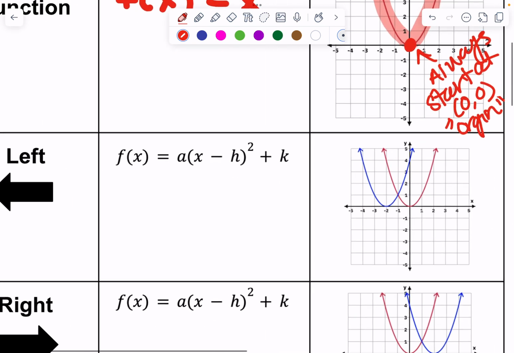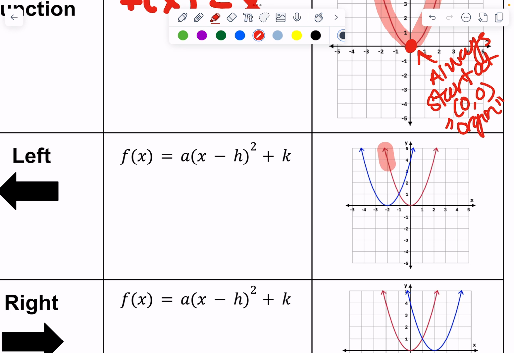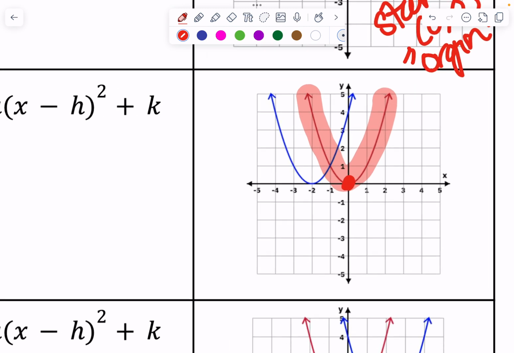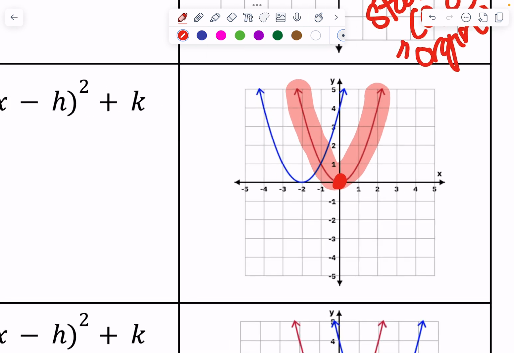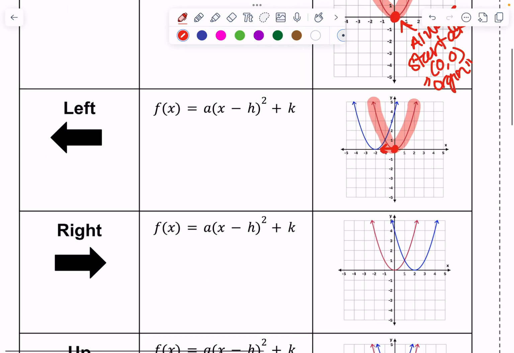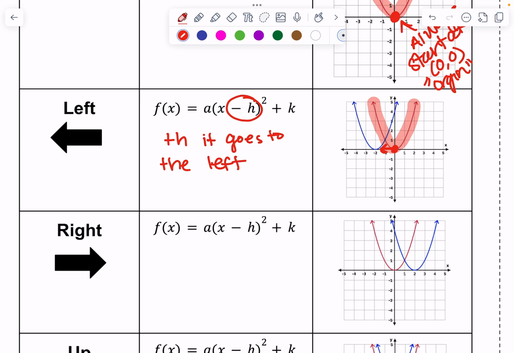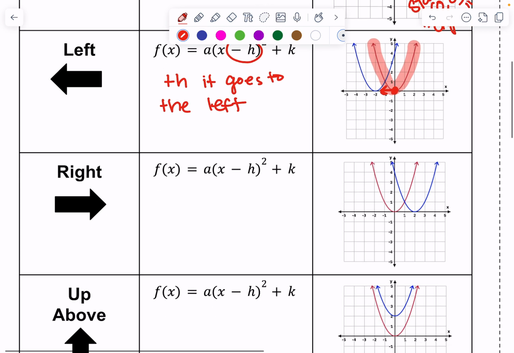So if we look at this first one, we see our red one, which starts at 0, 0, and we're trying to move to the new blue one. If we're moving to the blue one, we are going to the left. That's left. That's going to be our H. And when H is a positive H, it goes to the left. I know this is opposite, like these are negative numbers, but we're going to get into that in the notes, okay? But left.